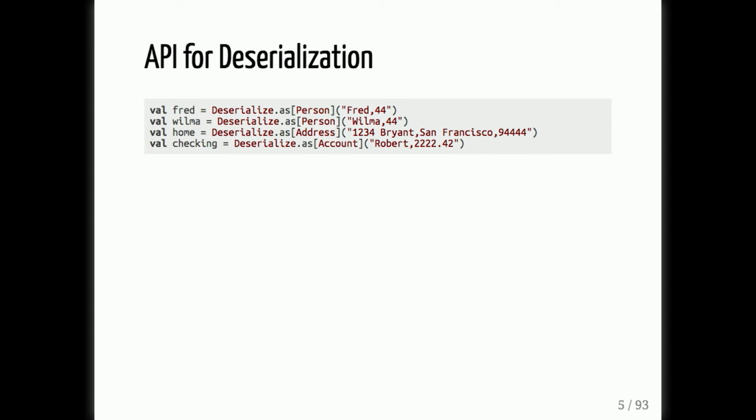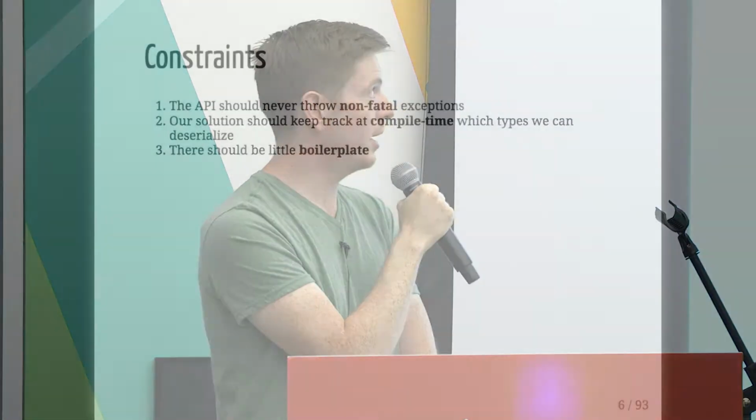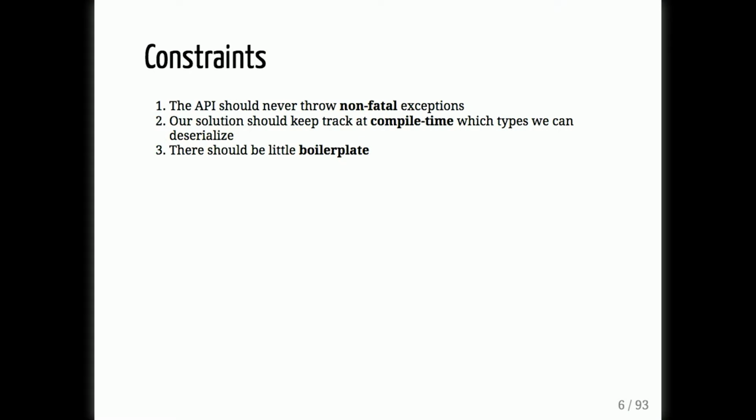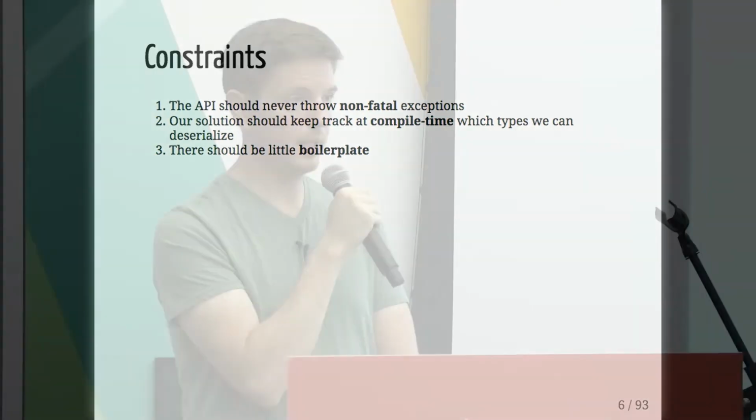But we want to have some constraints here. The main constraints are that we should never throw non-fatal exceptions. So things like out-of-memory errors are perfectly fine, but things like a number format exception wouldn't be. We also should never get a runtime failure. So we should basically have a form of error in the form of a value. And then we want to remove as much boilerplate as possible as well. So those are our constraints.